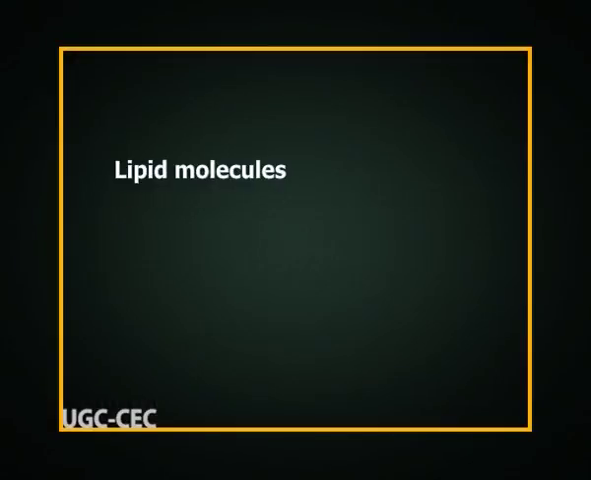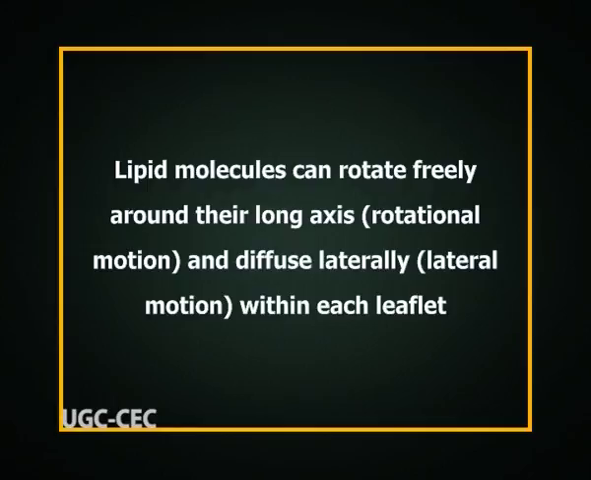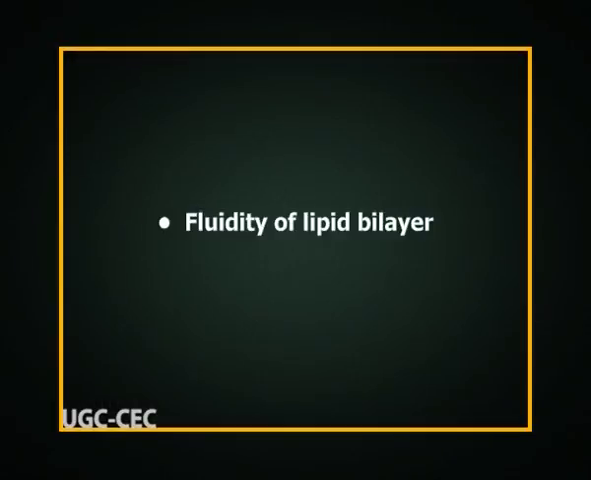Motion of lipid molecules. The lipid bilayer is not a rigid and static structure. In a lipid bilayer, lipid molecules can rotate freely around their long axes, that is rotational motion, and diffuse laterally, that is lateral motion, within each leaflet. The ability of lipids to diffuse laterally in a bilayer indicates that it can act as a fluid. The degree of bilayer fluidity depends on the lipid composition and temperature. The lipid molecules can also undergo transition from one leaflet to the other, called transverse diffusion or flip-flop movement, which is an active process.